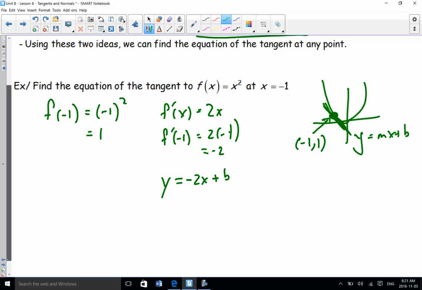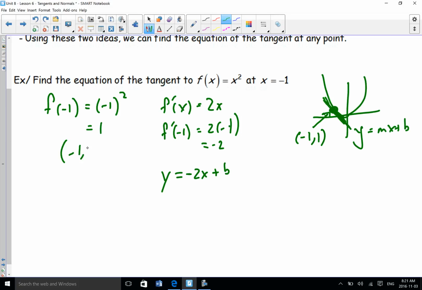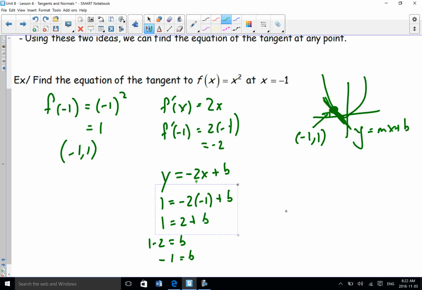In order to get b, I need to know a point, and we found our point over here, right? (-1, 1). So 1 equals -2 times -1 plus b. 2 plus b; 1 minus 2 is b, so -1 is b. So the equation of that tangent, that specific one tangent, would be y = -2x - 1. And remember, the idea is we can use the derivative to find the tangent at any point. This is just one of the tangents to this curve.